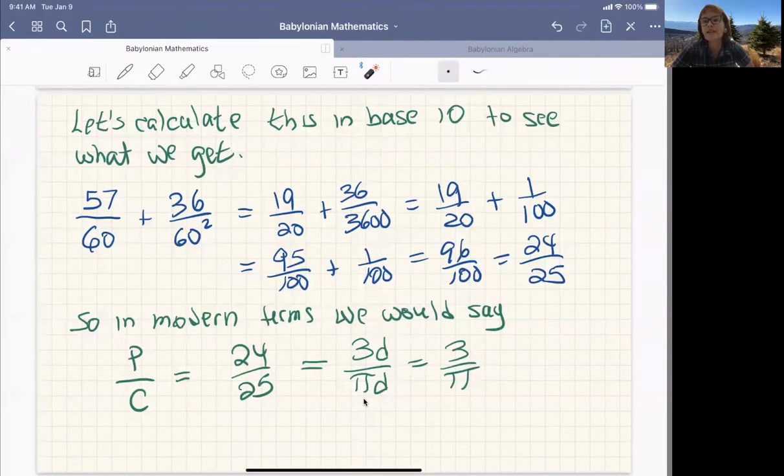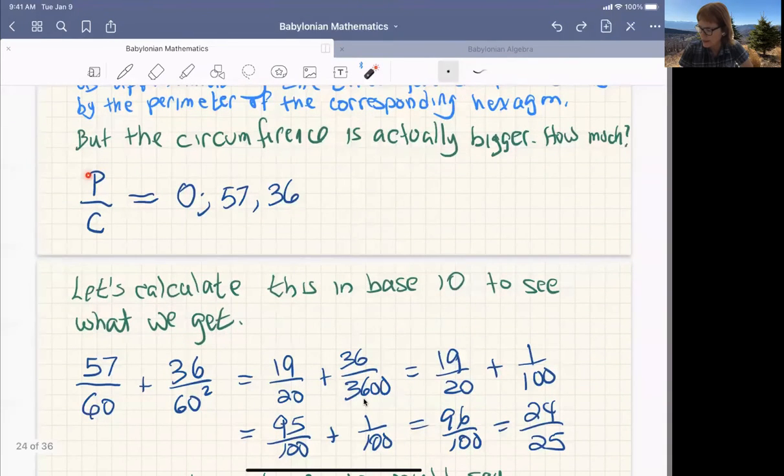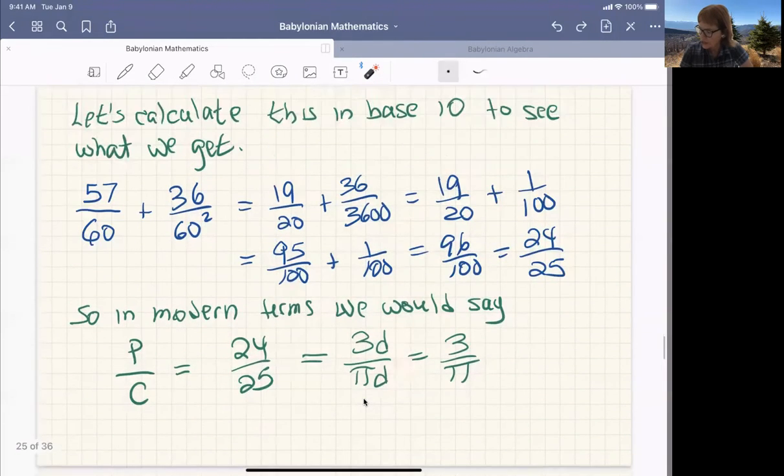So in modern terms, we would say that the perimeter, my stylus randomly changes to erase from time to time. So just a quirk. Okay, so the perimeter of the hexagon divided by the circumference of the circle is this number. So in other words, that's what the tablet seems to be saying. So the 57 36 becomes 24 divided by 25.